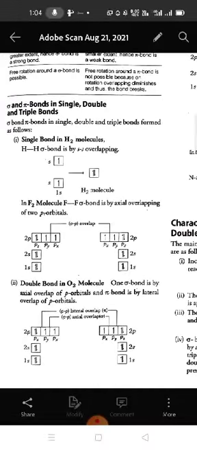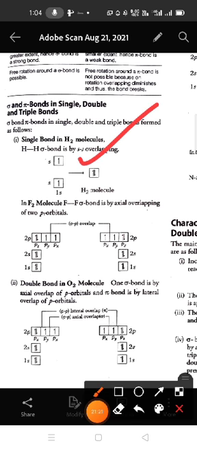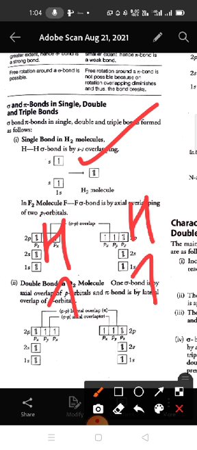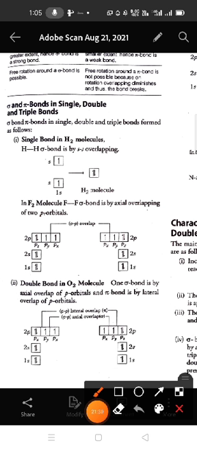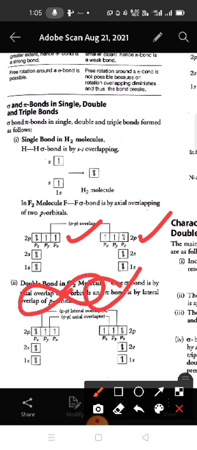Now these are the examples of sigma and pi bonds. First one is the H2 molecule. In the H2 molecule, there is one atom of H and another one. When they overlap together, they will form like this. Then the F2 molecule. In the F2 molecule there is p-p orbital overlapping, px overlapping takes place, just like that.